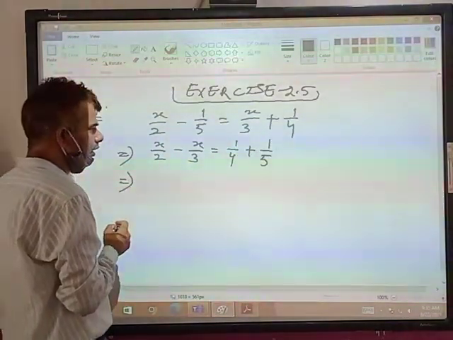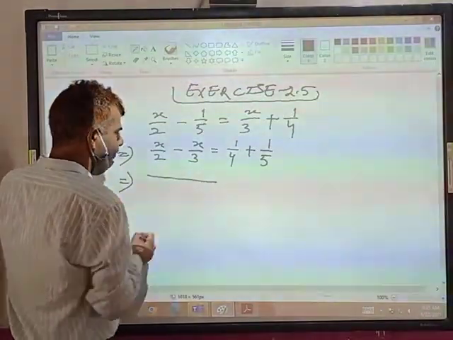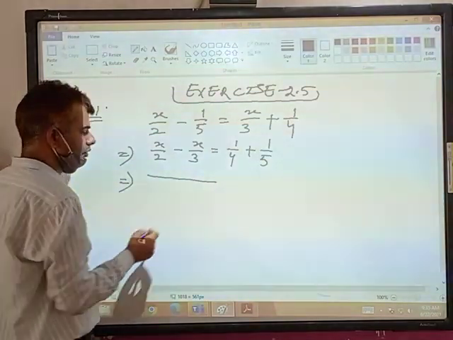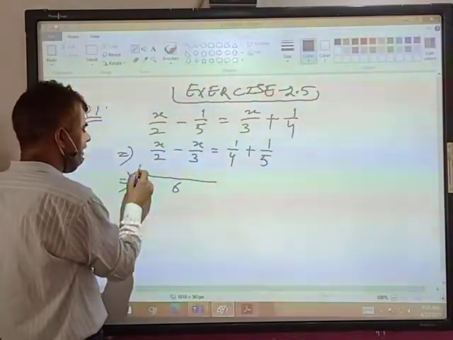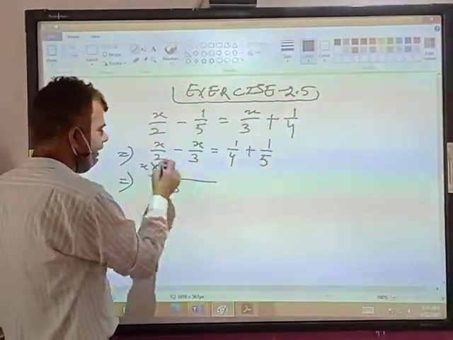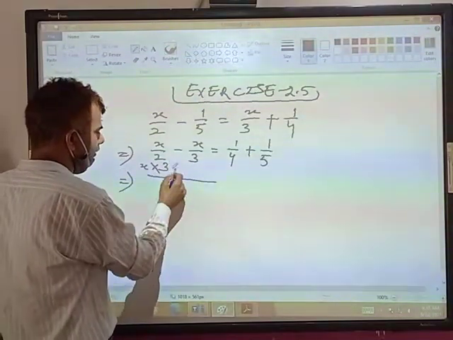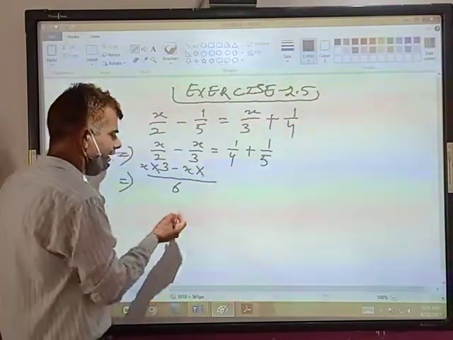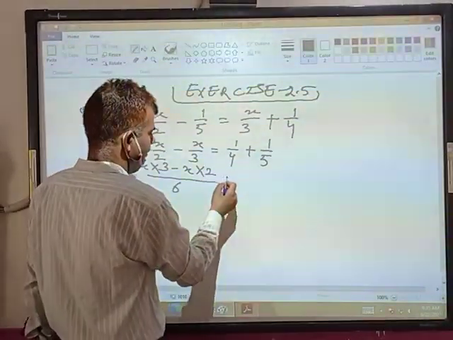Okay, students. Now we will take the LCM of 2 and 3 on the left hand side. LCM of 2 and 3 is 6. Now students, the denominator will be 6. How many times does 6 come in the table of 2? 3 times. Very good, students. So numerator x is as it is, times 3. How many times does 6 come in the table of 3? 2 times. So x into 2.